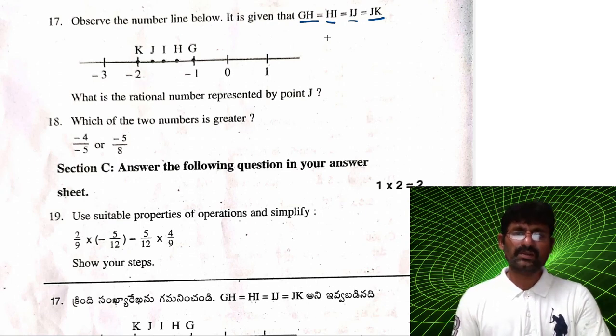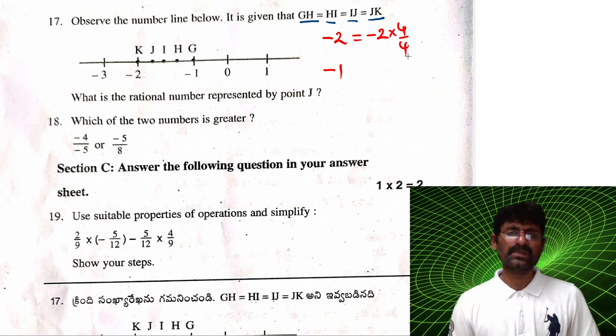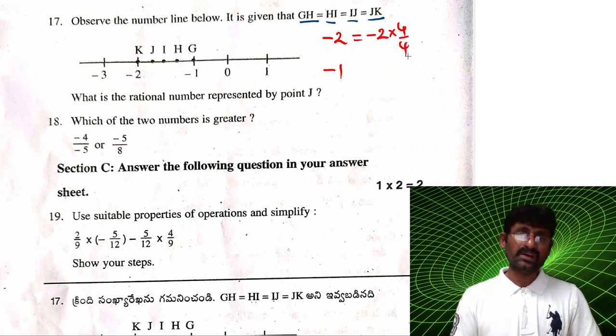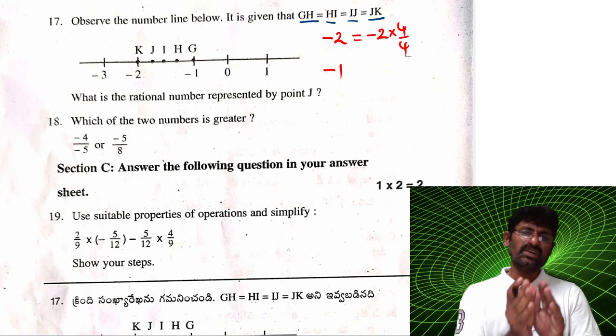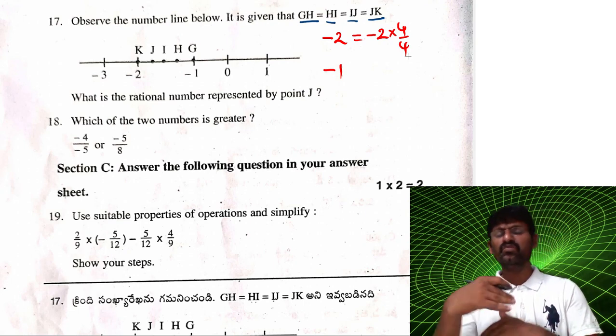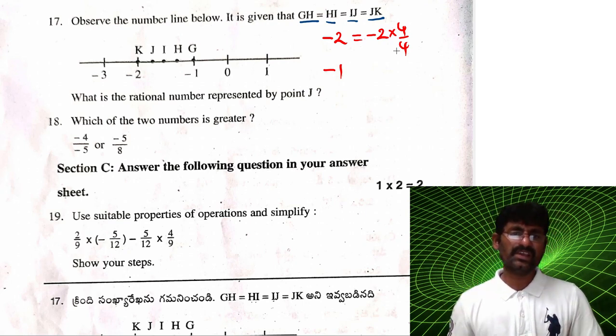Now you see here what I am doing. Between -2 and -1, I am writing -2 as -2 times 4 by 4. Why am I multiplying with 4 by 4? Because the interval between -1 and -2 is being divided into 4 equal parts. That is why I multiplied -2 with 4 by 4.